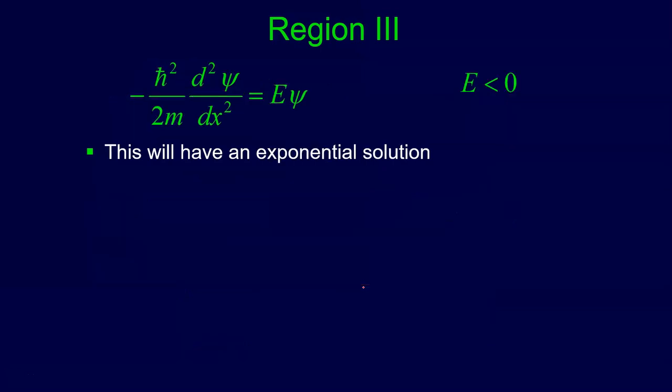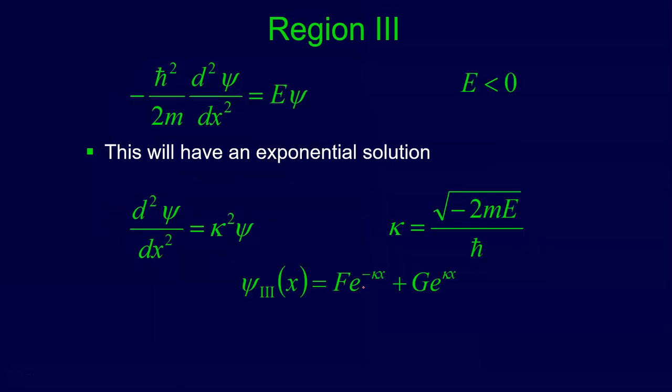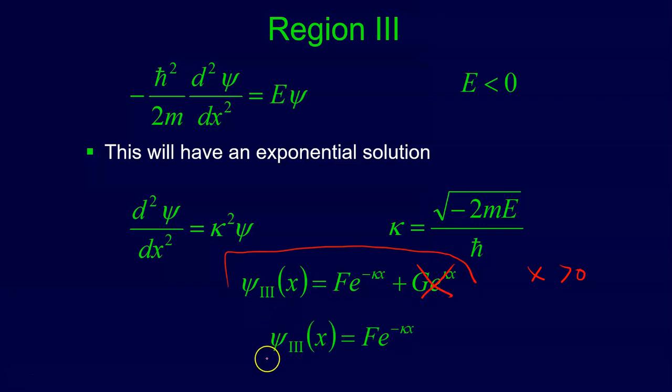And then finally, region 3 is similar to region 1. We get the same general exponential form, but now this is dealing with x greater than 0, and so now this is the term that blows up in that particular region, and so we keep only this particular piece here.